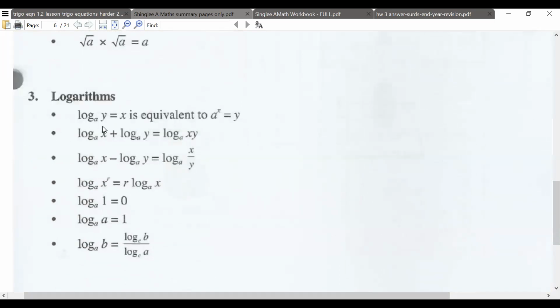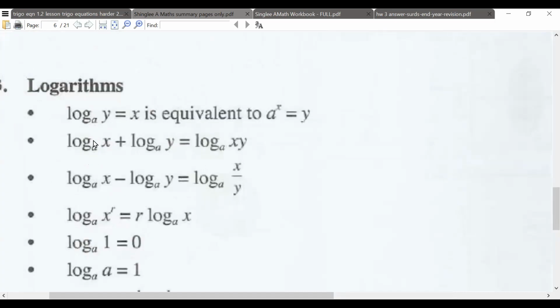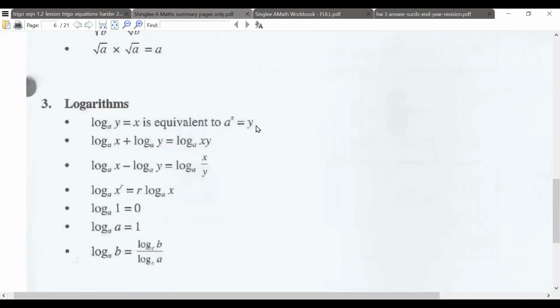Logarithms, here are the rules. The first one is the definition. Log y base a equals x is equivalent to a to the power x equals y. Yeah, you just bring the base over. Like base a there, you bring it over.